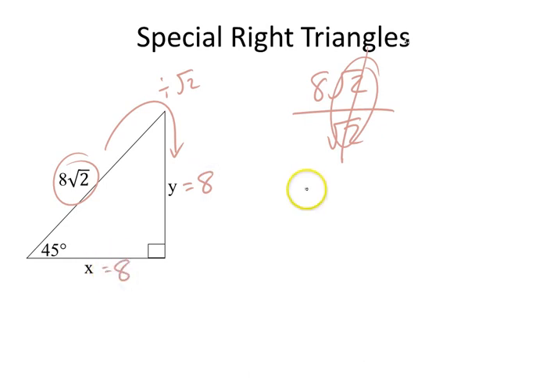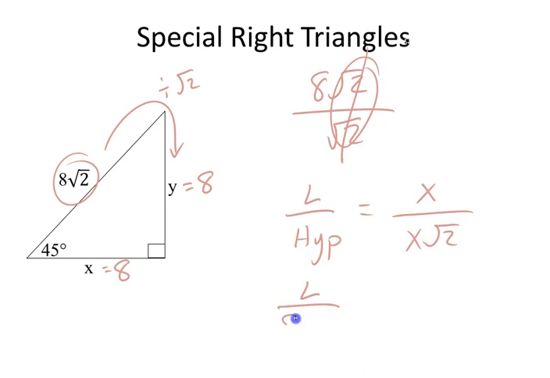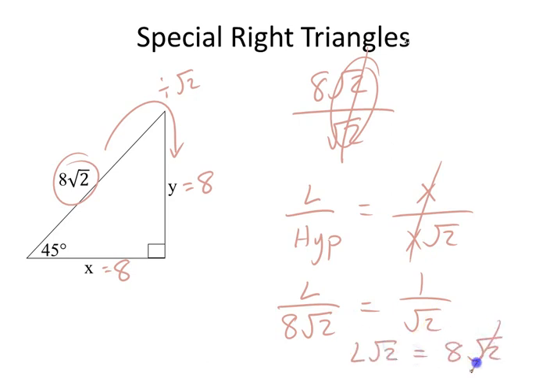Or I can write up a ratio, leg over hypotenuse equals x over x rad 2. I didn't know my leg. I knew my hypotenuse was 8 radical 2. Cross out the x's, 1 over radical 2. So L radical 2 equaled 8 radical 2. Divide both sides by radical 2. L equals 8. Again, guys, either memorize what they are and multiply. You're going to have an Ames reference sheet, or set up some of these ratios.